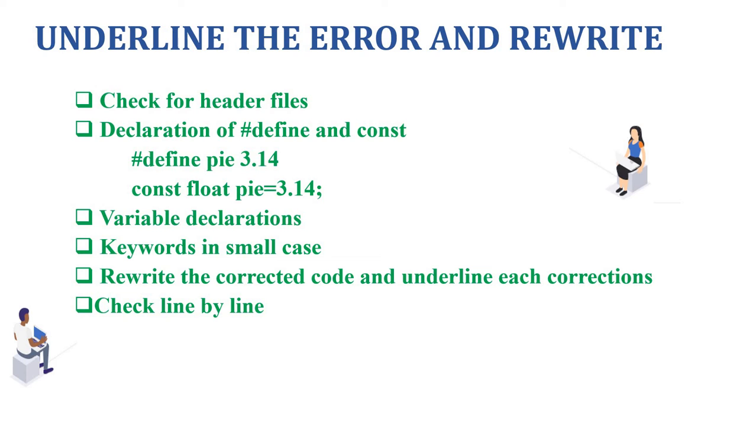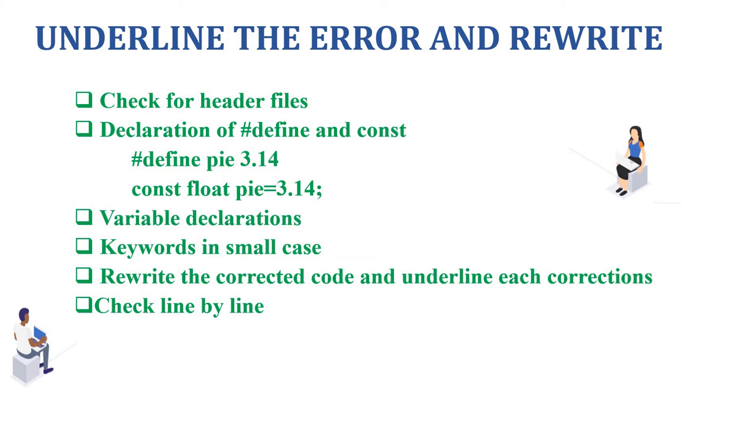So these are the tips to be followed while correcting errors. Read the program line by line at least twice. Check for the header files, and take care of how hash define and constant have to be declared. Then check the declaration of all the variables used in the program. Keywords should be in small case, and the corrected code should be underlined. All the corrections should be underlined. Check line by line.